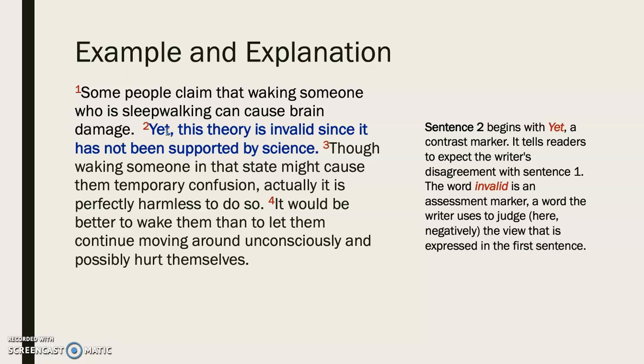So the writer says yet, and yet contrasts. It's a contrast word. So this means that the writer is going to say a different view that contrasts with the view that was said in the first sentence. And then when the writer uses the word invalid, it's an assessment marker because it's like saying that's not true. So the writer is judging this view.